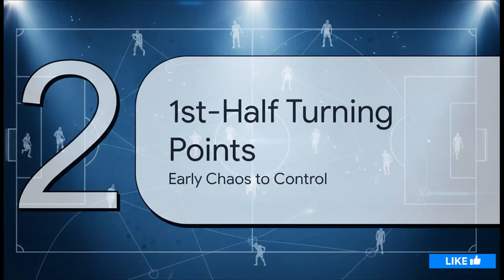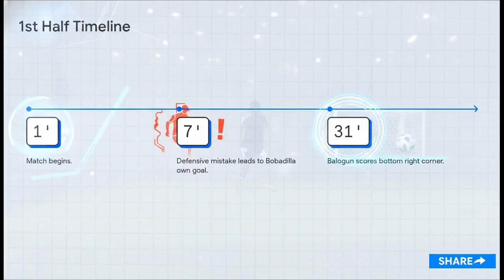Let's move on to Section 2, looking at the first half turning points, going from early chaos to complete control. Things unraveled for Paraguay so fast. We're talking just the 7th minute here, when a brutal defensive mistake leads to a Damian Babadia own goal. Talk about a nightmare scenario. When you're the underdog trying to sit deep in a low block and frustrate a stronger team, an early own goal is a total game killer.